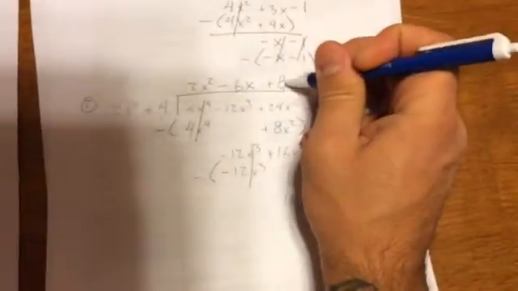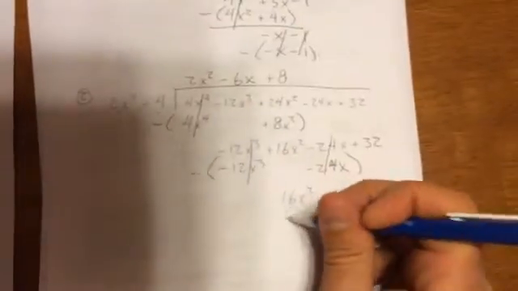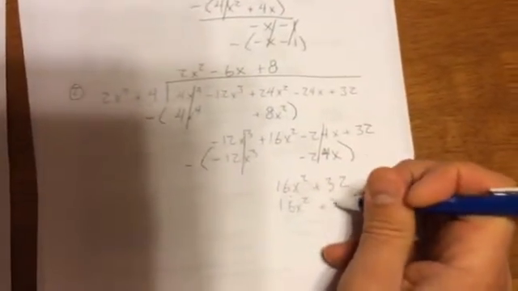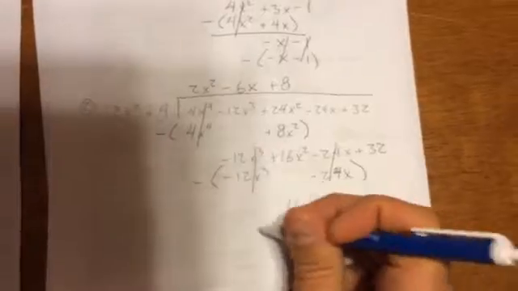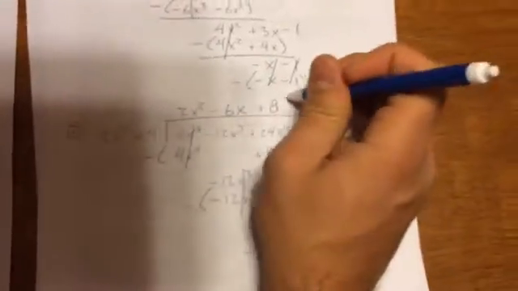Divide the first term by the first term, gives me 8. Multiply this times both of these, 16x squared plus 32. Subtract them both, and these are both going to cancel out. So this is our answer. Go on to number 3.